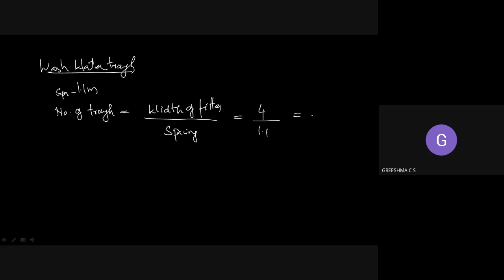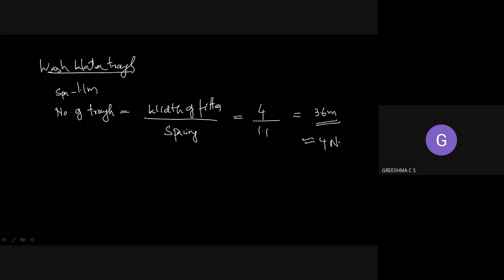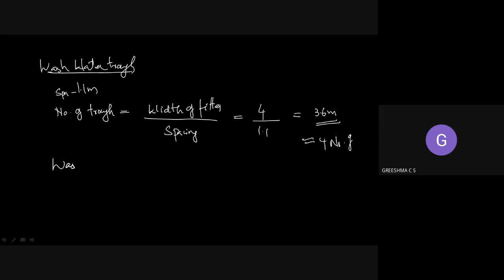How much you are getting? Tell me. 4 divided by 1.1. That will be around 3.63. Okay, that is 3.63. Okay, so we can say approximately 4 numbers of troughs. Approximately you are providing 4 numbers of troughs. Okay, next one is wash water discharge. How much is the discharge?